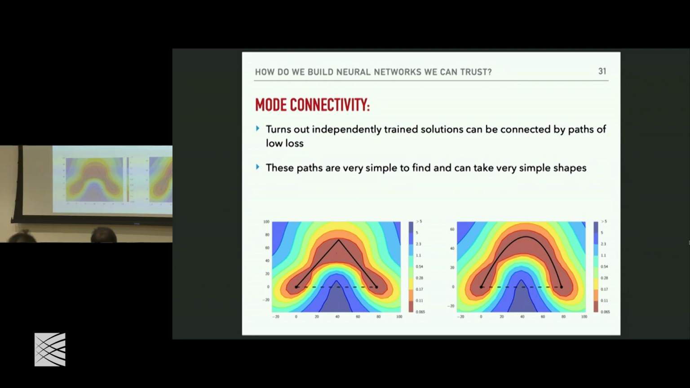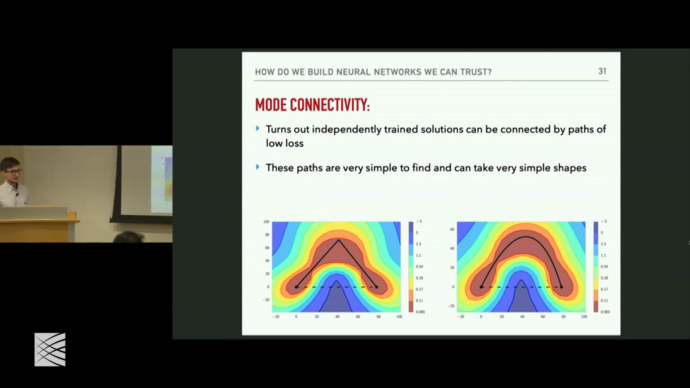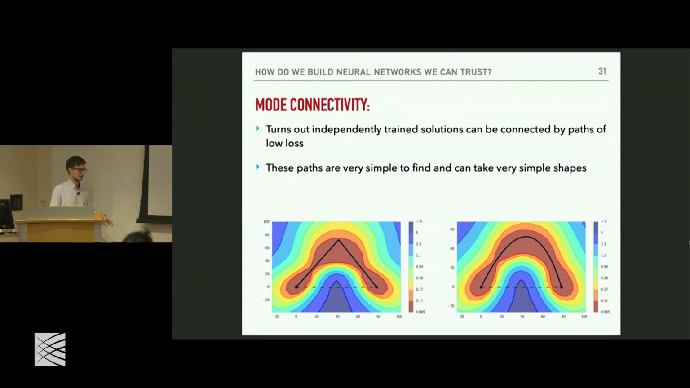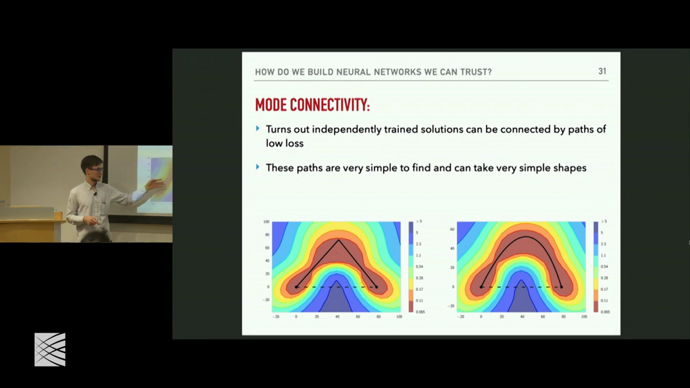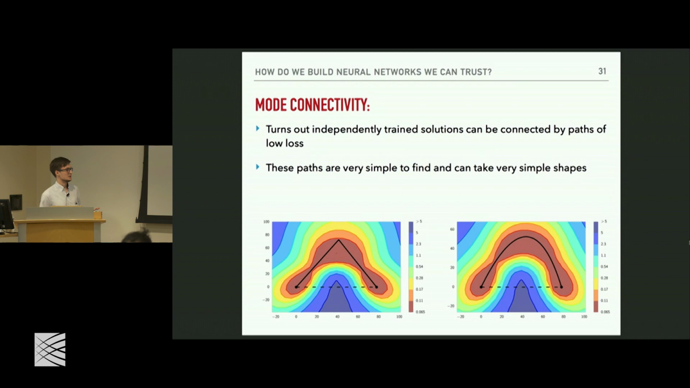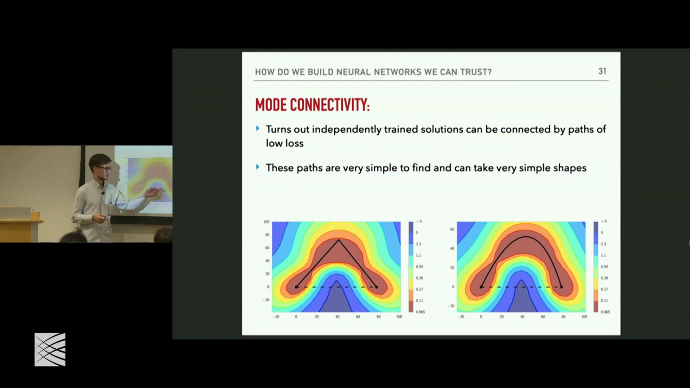So pretty much, it says that at least many of the local optima in neural networks are connected to each other. They form a connected set, and you can travel between them without going through barriers of high loss. And actually, these connections between different modes can be made very simple, and it's easy to find them. Not much more complicated than just finding the solutions themselves.